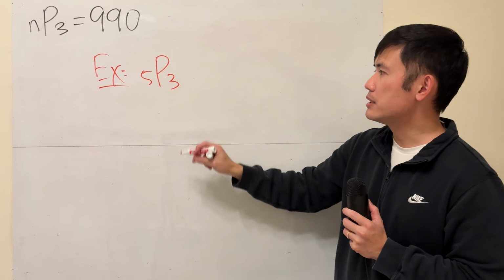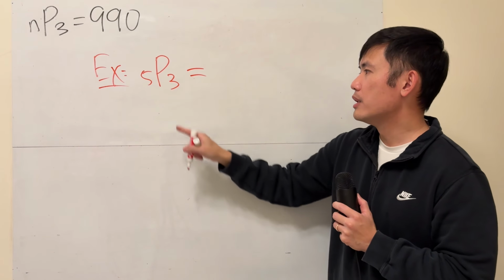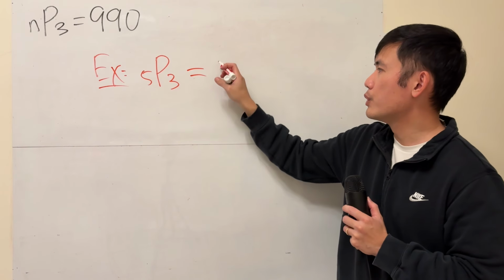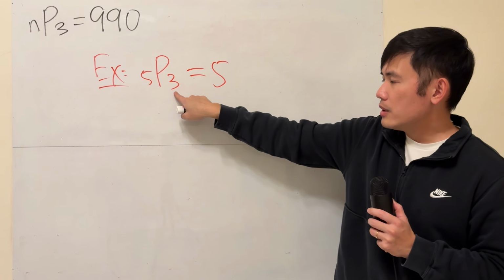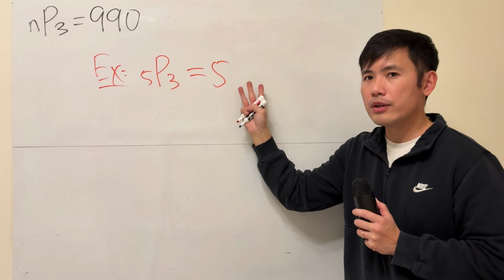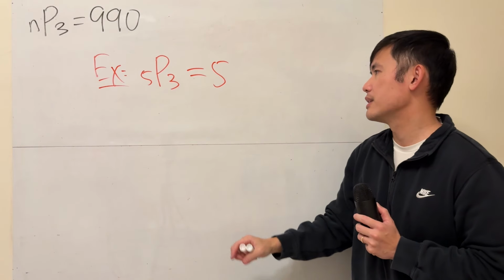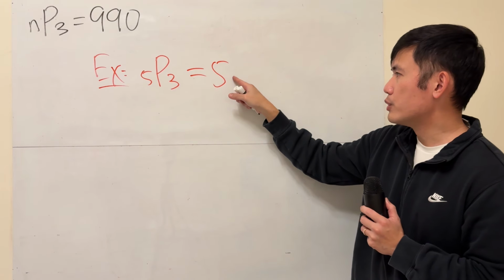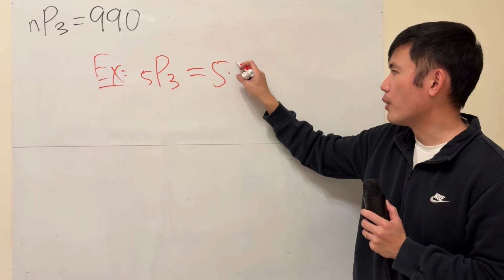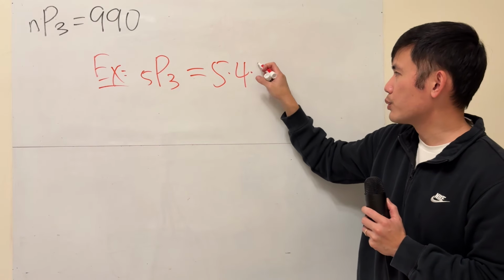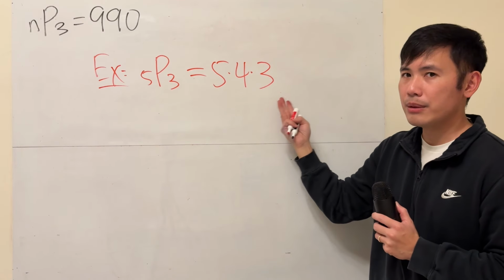And the way to compute this, how I like to do it, is you start with this number here, which is 5. And here we have 3. I need to have a total of 3 factors. So I need a next number, which is, go down by 1, which is 4. And then another one, which is 3. So 1, 2, 3 is 3 numbers.